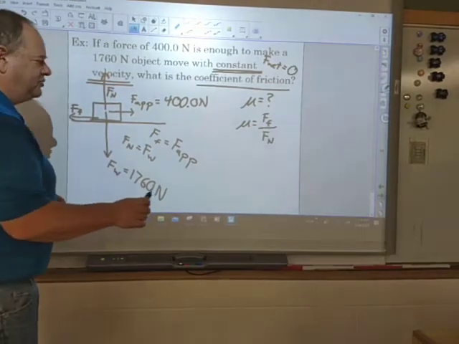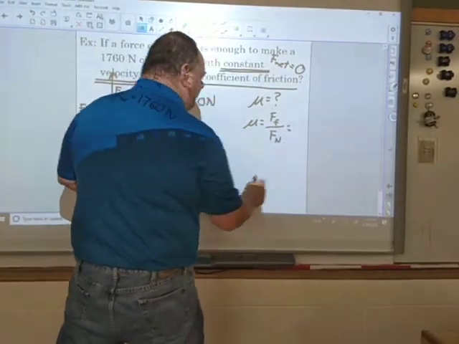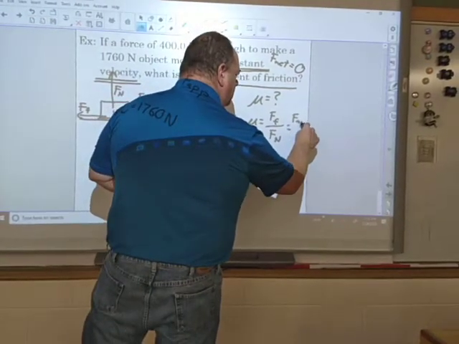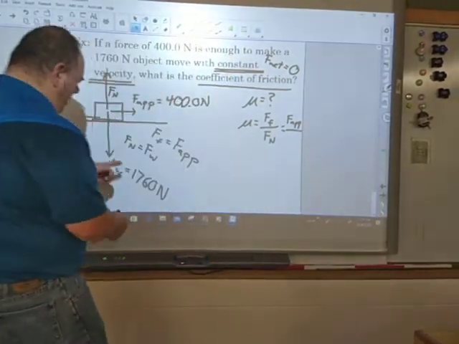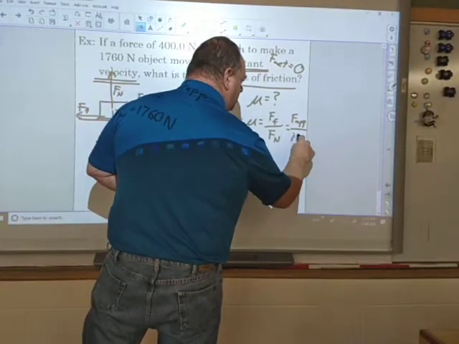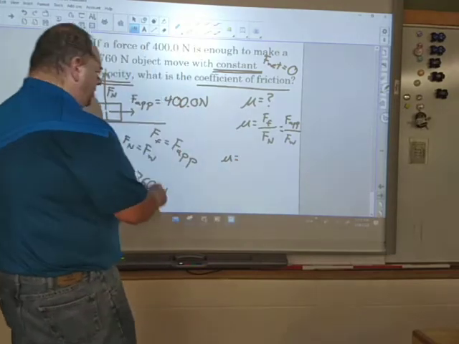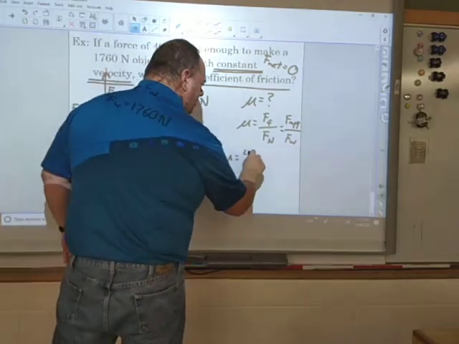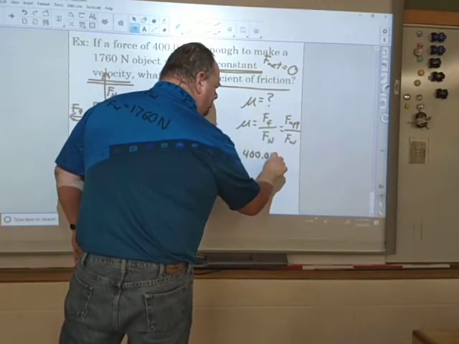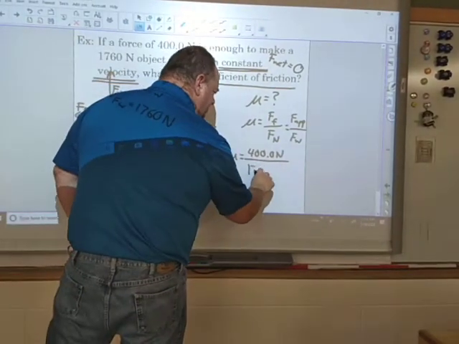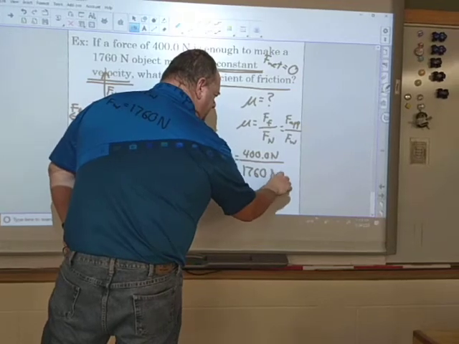And now this becomes really trivial, because over here I can say, well, the friction is the applied force and the normal force is the weight, and I gave those to you. So mu is the applied force of 400.0 newtons over the weight of 1,760 newtons.